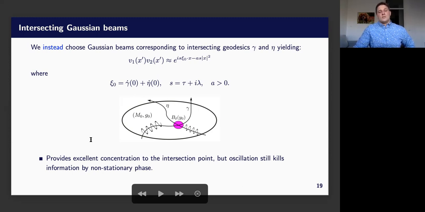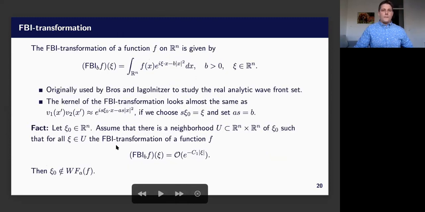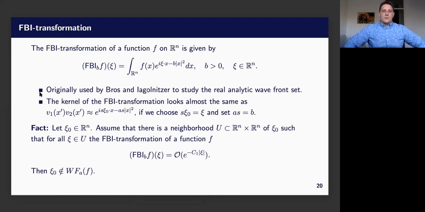So now what we have gained is that we have an excellent concentration to the intersection point. It sort of looks like an approximate delta function on this pink area. But there's still this oscillation, which kills information by non-stationary phase. So in particular, we cannot take tau to infinity. If we would take tau to infinity, we would actually lose all the information of the unknown f in our case. So we cannot take tau to infinity, but we do the following.